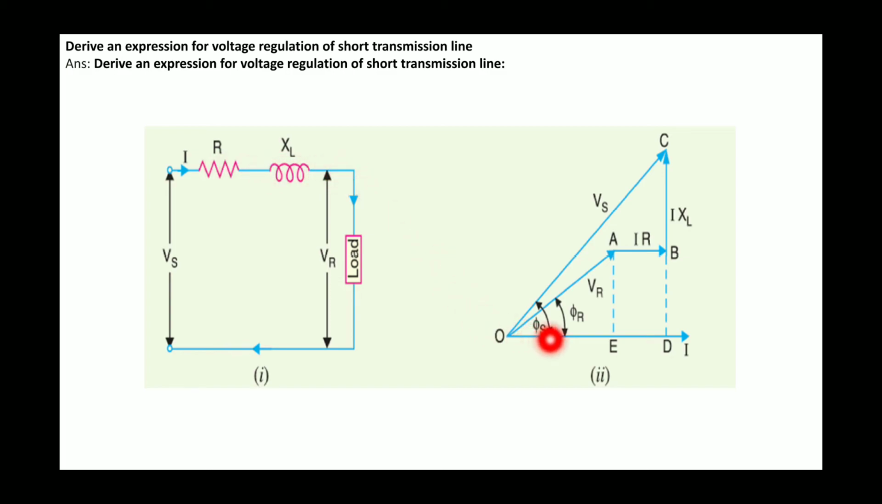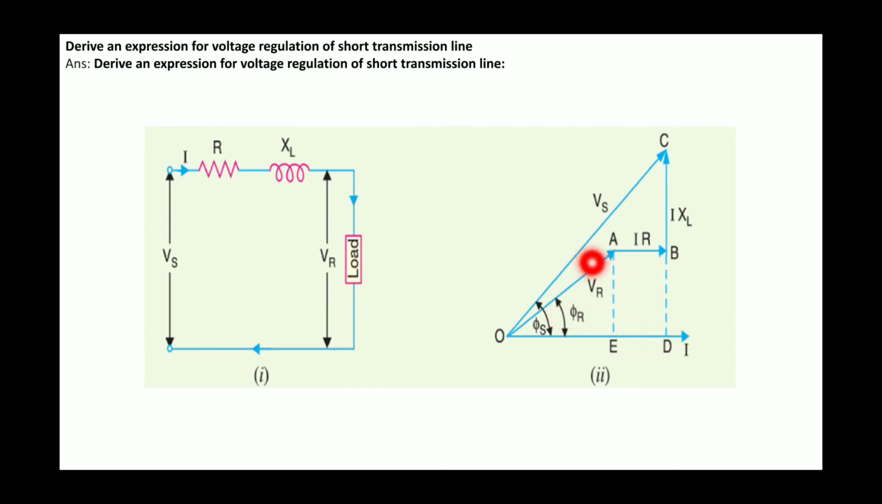In this phasor diagram we consider the current as the reference. So because of this current reference, the receiving end voltage leads by an angle of phi r. The reference is the current, so the voltage leads. Suppose we use the voltage as the reference, the current will lag, but here we use the current as the reference, so the voltage leads.